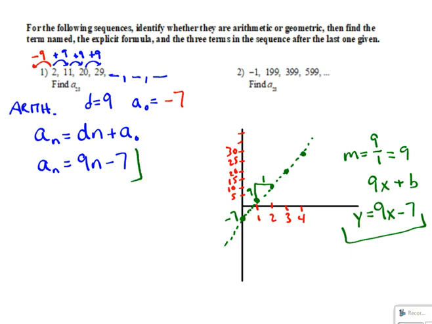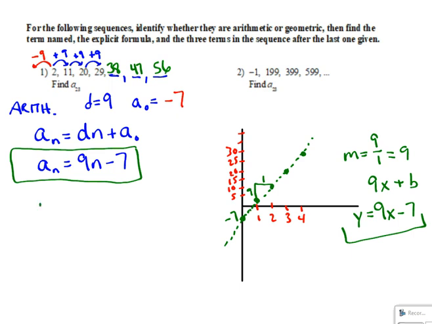So there's our explicit formula, just like a linear function, but with slightly different notation to show that we use integers. We're going to use a recursive formula so that we can get the next 3 terms. That's what you're doing in your head when you say plus 9, plus 9, plus 9. That's the recursive formula being played out. So 29 plus 9 is 38. 38 plus 9 is 47. 47 plus 9 is 56. So there are the next 3 terms.